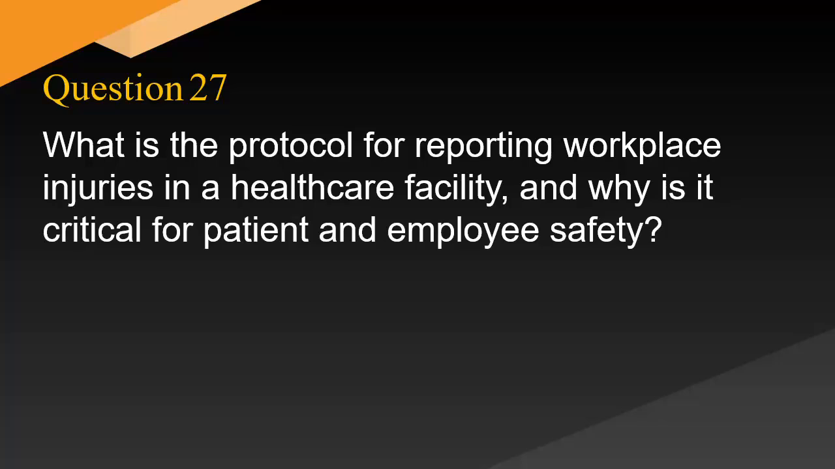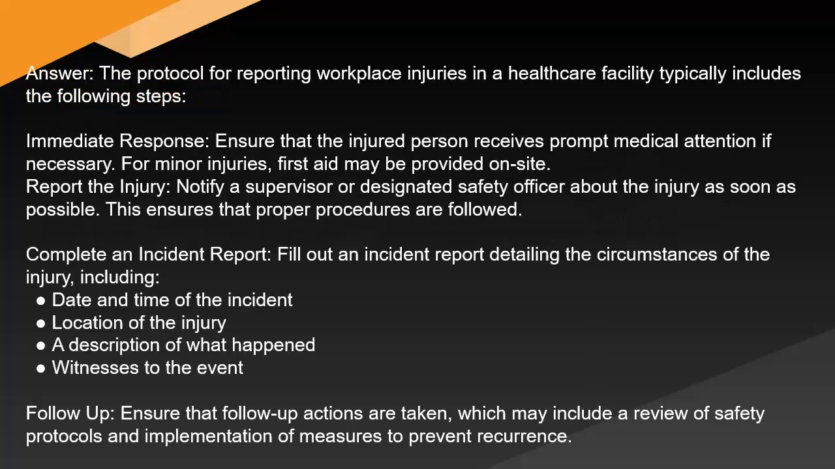What is the protocol for reporting workplace injuries in a healthcare facility, and why is it critical for patient and employee safety? Answer: The protocol for reporting workplace injuries in a healthcare facility typically includes the following steps. Immediate response. Ensure that the injured person receives prompt medical attention if necessary. For minor injuries, first aid may be provided on site.